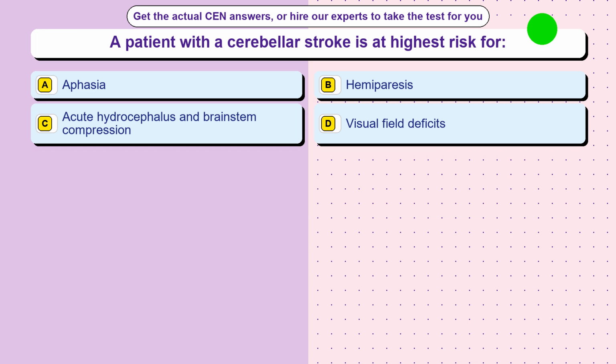Question 18. A patient with a cerebellar stroke is at highest risk for: Option A, aphasia. Option B, hemiparesis. Option C, acute hydrocephalus and brainstem compression. Option D, visual field deficits.